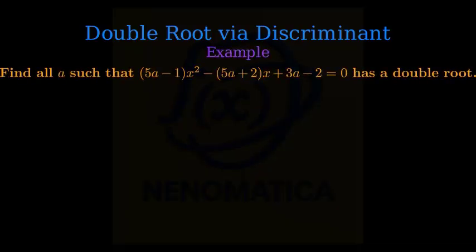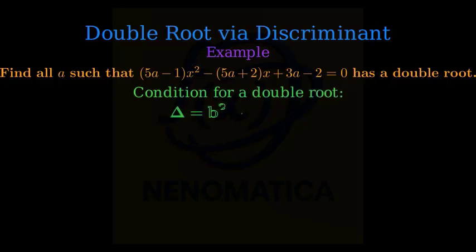In this example, we'll determine all parameter values that make a quadratic have a double root using the discriminant equal to 0 method. Here is the problem. A quadratic in x has a double root exactly when its discriminant is 0. The discriminant is b squared minus 4ac. Identify the coefficients of x squared, x, and the constant term. To avoid confusion, we will call them capital A, capital B, and capital C.